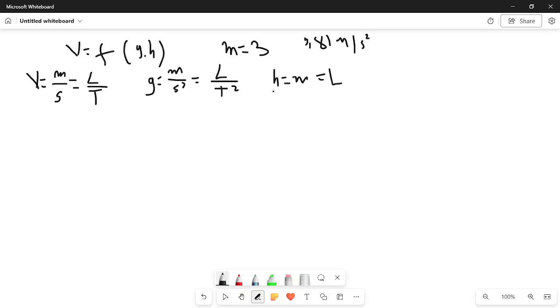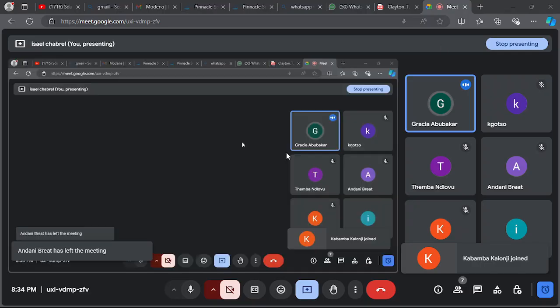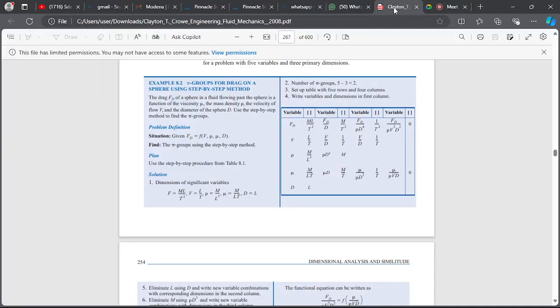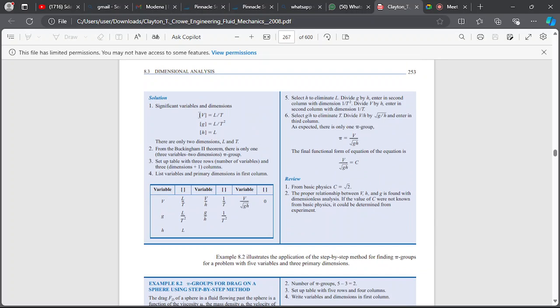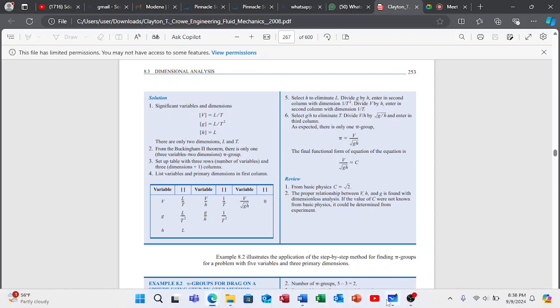Now, what's happening is we will write this function here with the primary dimensions. This is basically what we are doing, but let's see how it works. This is basically what is under this example. So the first step is simple: you write everything with the unit of the primary dimension. Now, what is the second thing to do, guys?